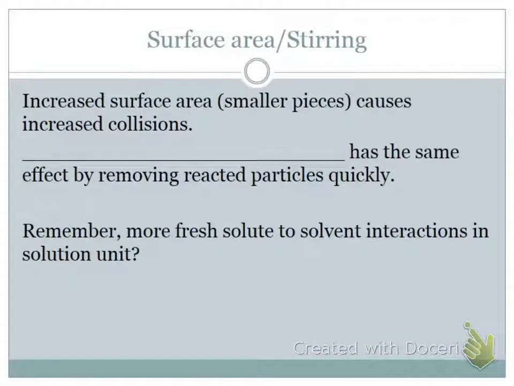When we're talking about surface area, we talked about this when we did solutions. Remember, heat it, crush it, stir it. The crushing it makes it have smaller pieces, but it gives it a larger surface area. And of course, that causes increased collisions because there are more particles available to collide. Stirring it or agitating it has the same effect because what it's doing is removing reactant particles very quickly. What you're always looking for when you're doing that is fresh solute to solvent interaction. So if I have fresh particle interaction, then it's going to react faster. Okay? So those have that same effect, kind of.